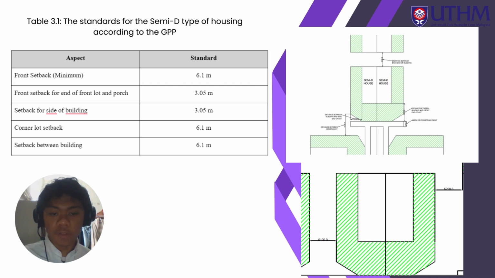Pembangunan. As you can see in the top right picture, which is the end branch houses, the front setback and also the back setback is placed according to the standard of a minimum of 6.1 meters, while the setback for the side of the building is placed at 3.05 meters, which is for the middle branch buildings.